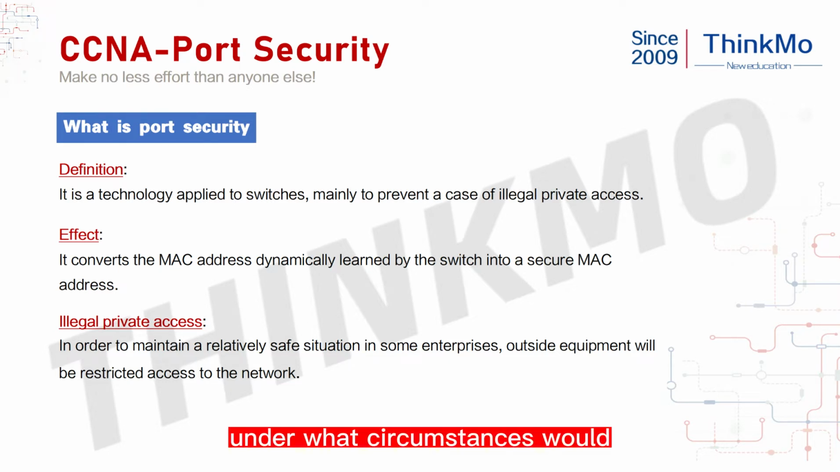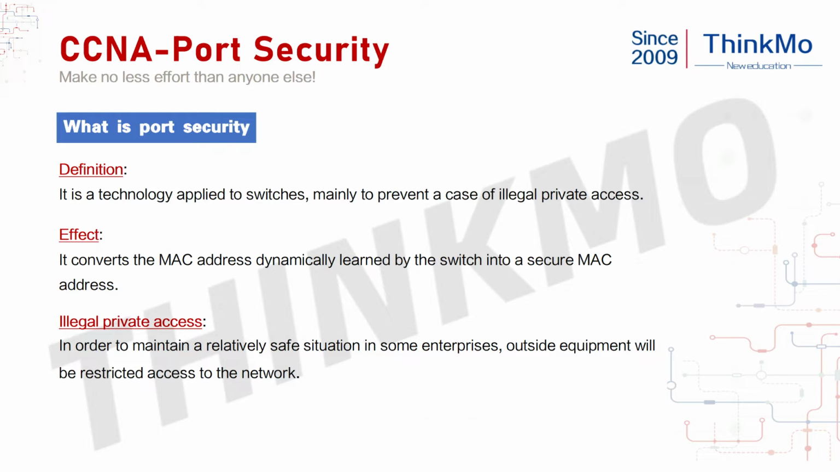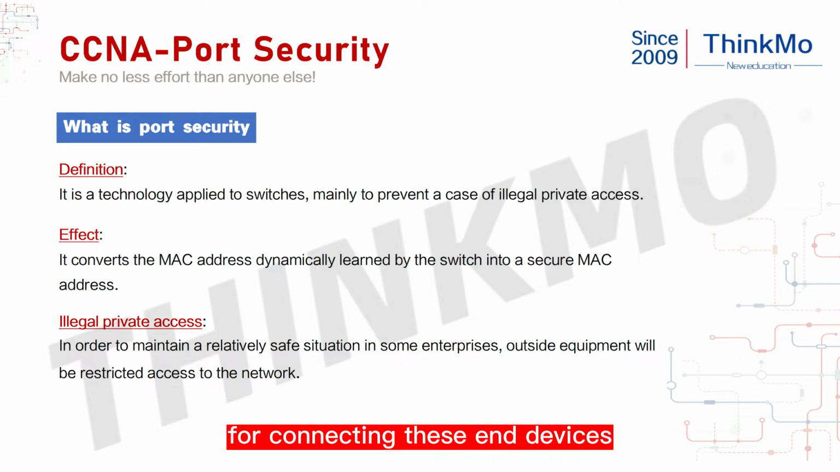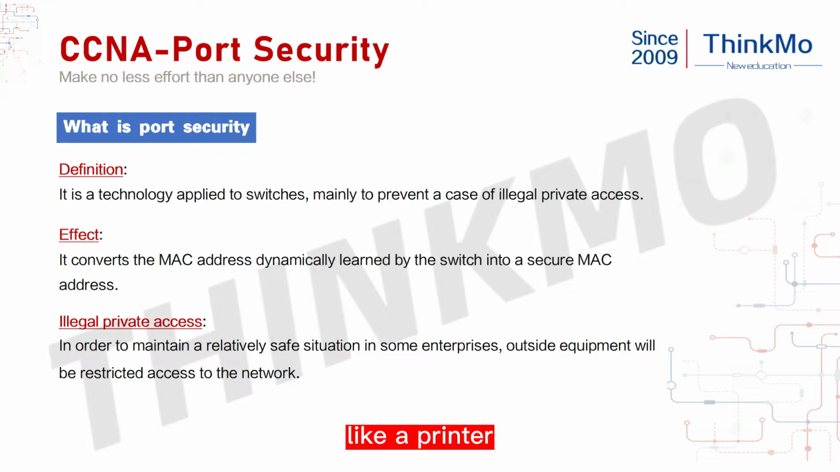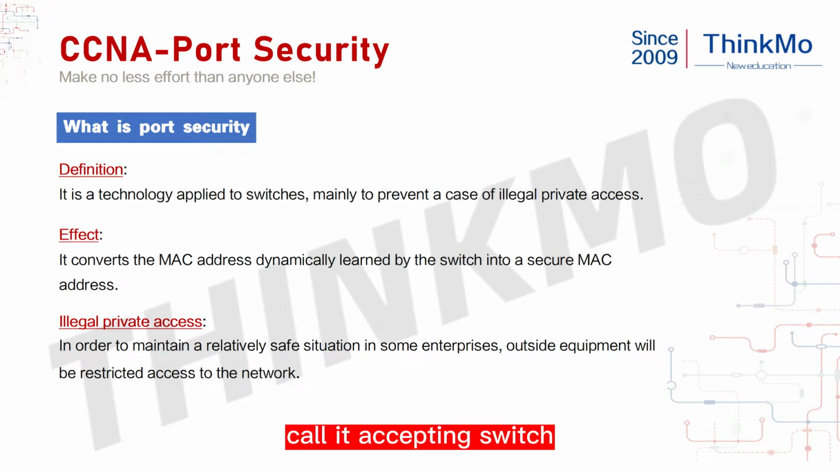Under what circumstances would illegal private connections happen? For example, in a company, what is an access switch? It is usually directly used for connecting end devices, like a printer, my PC, and so on, then the server, these devices. We call them terminal equipment. These terminal devices are connected to the access switch.